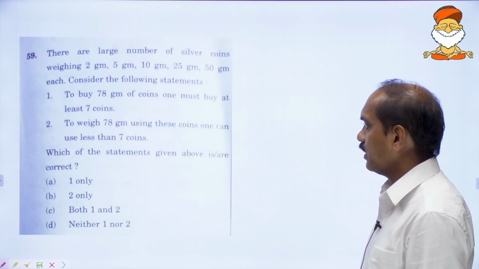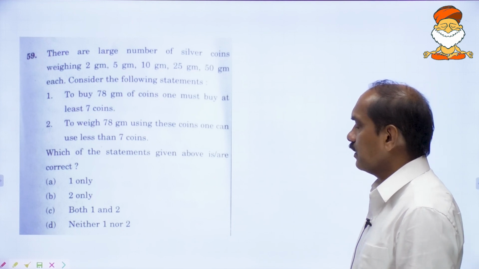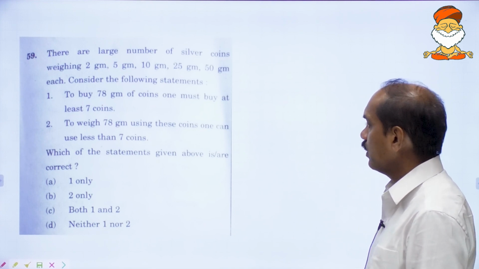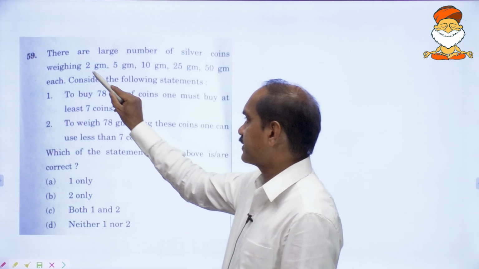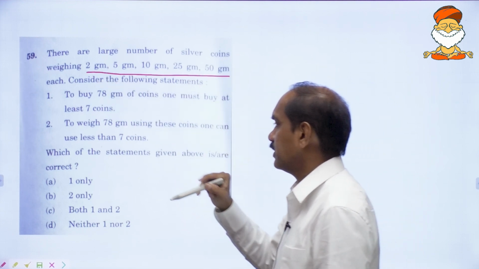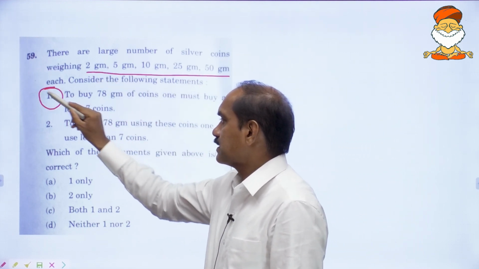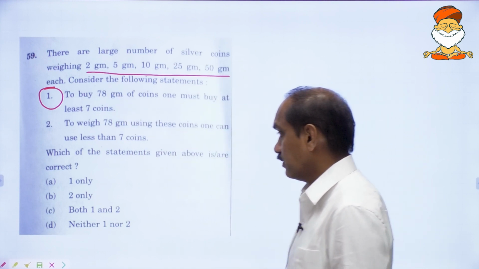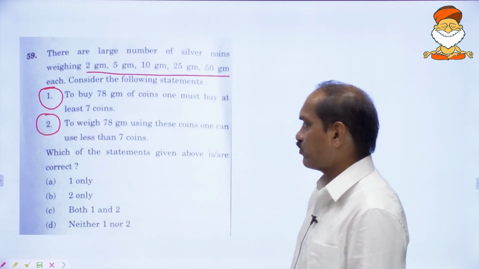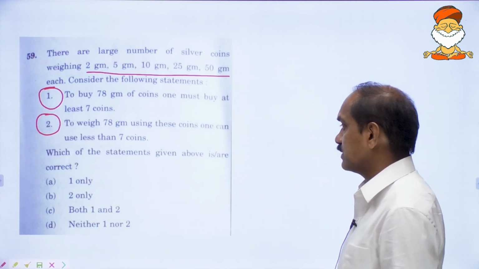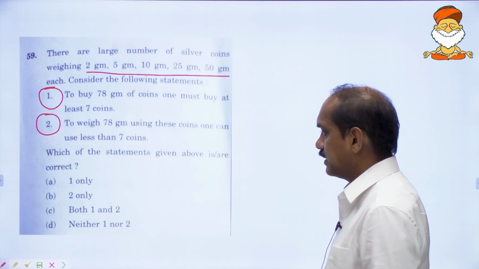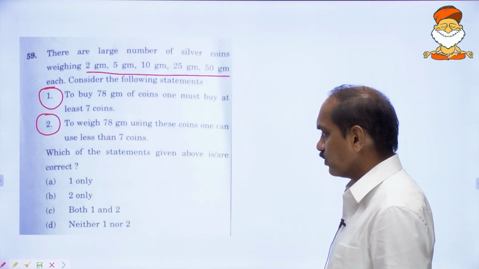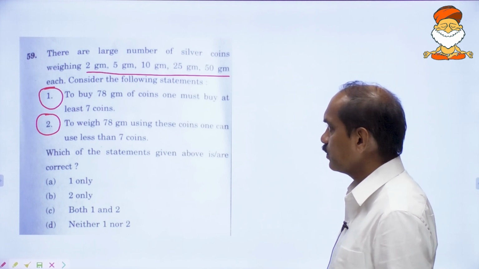Problem number 59. There are a large number of silver coins weighing 2 gram, 5 gram, 10 gram, 25 gram and 50 gram each. Consider the following statements. Statement 1: To buy 78 gram of coins, one must buy at least 7 coins. Statement 2: To weigh 78 gram using these coins, one can use less than 7 coins. Which of the statements given above is or are correct? 1 only, 2 only, both 1 and 2, neither 1 nor 2.